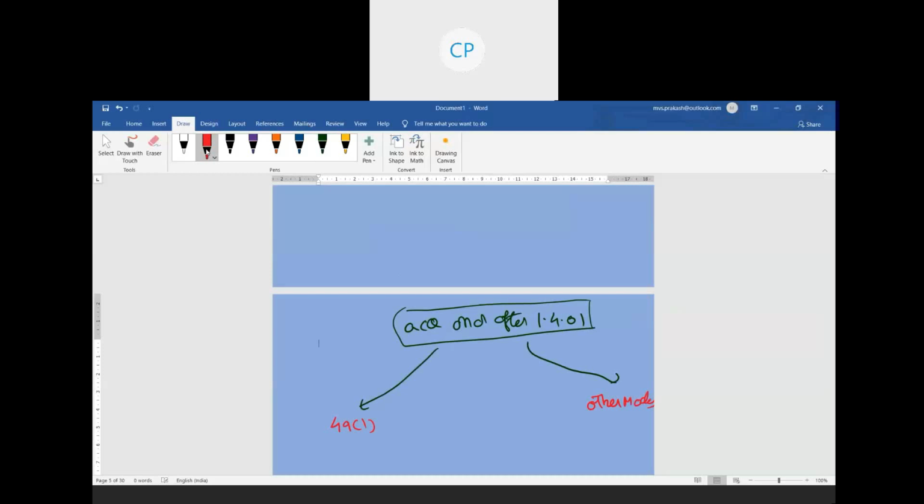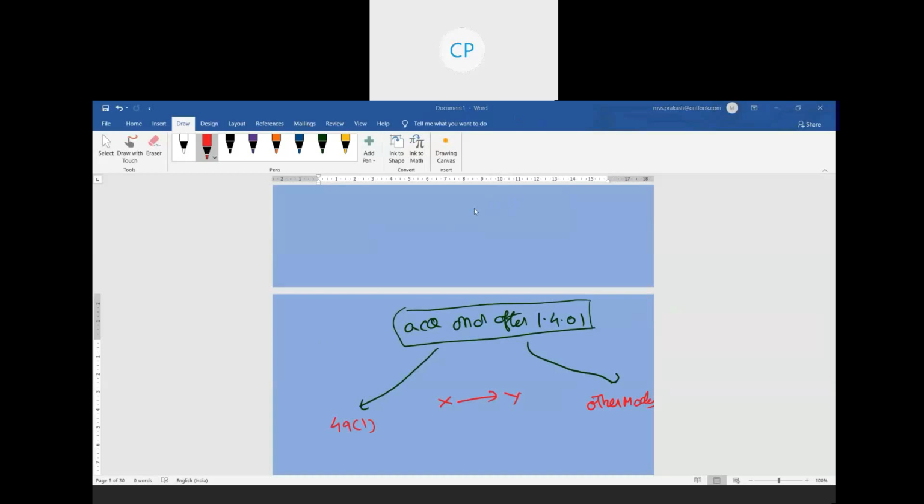Okay, now asset acquired in modes under 49 subsection 1. Let us take the same example again. X is transferring land to Y. To come into this case, to come into this category, one second.